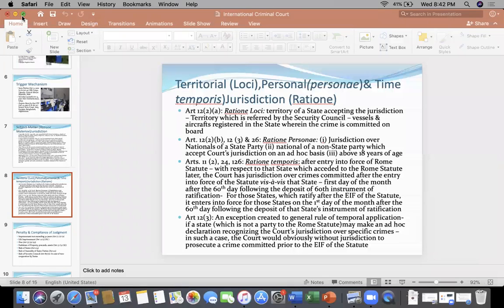So suppose a country A has signed and ratified the Rome Statute in January 2020, say on 10th of January, and thereafter 60 days, so that will be 10th of March. So not on 10th of March, but on 1st of April, the jurisdiction of ICC will start. So this is the effect of all these articles, Article 11, paragraph 2, Article 24, and Article 126.